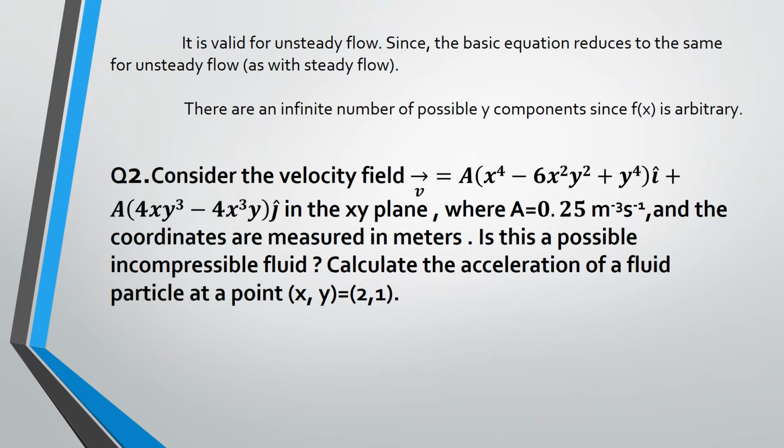Moving to the second question, it states: consider the velocity field V bar equals a into (x power 4 minus 6x square y square plus y power 4) i cap plus a into (4x y cube minus 4x cube y) j cap in the xy plane, where a equals 0.25 meter power minus 3 second power minus 1, and the coordinates are measured in meters. Is this a possible incompressible flow? Calculate the acceleration of a fluid particle at the point x, y equals 2, 1.